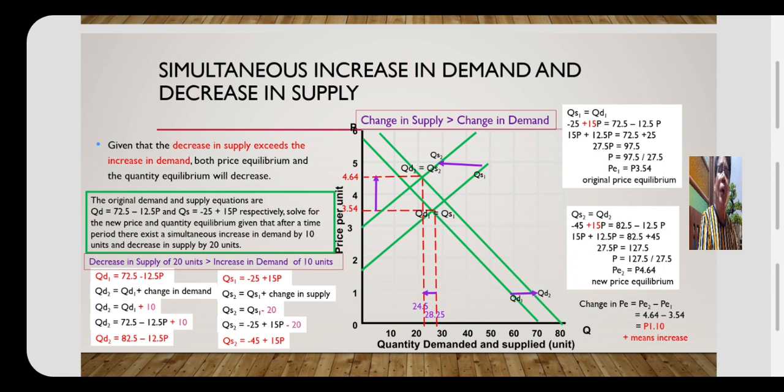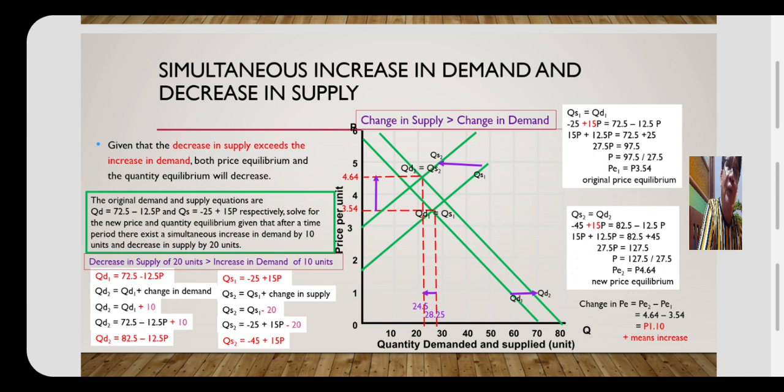So what happened was that because of the dominance of the change in supply, specifically the decrease in supply, price equilibrium will increase. As we have said, change in supply is inversely related to the price equilibrium. So since there is a decrease in supply, what can be expected is an increase in price equilibrium. The quantity equilibrium, of course, is expected to decrease also because quantity equilibrium is directly related to the change in supply.